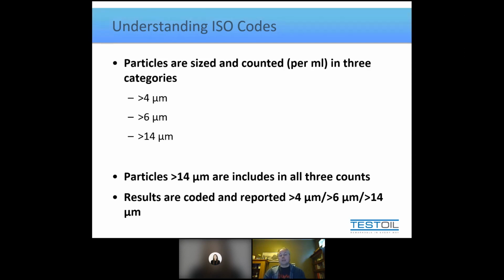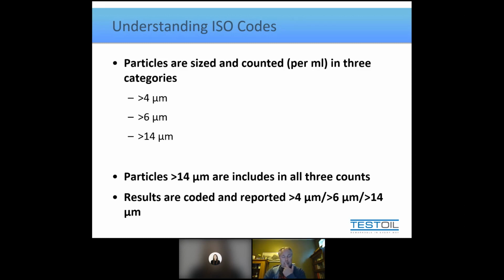And you go, well, how big is a milliliter? It's a cubic centimeter. You go, how big is a cubic centimeter? It's about the volume of the tip of your pinky from the last knuckle. It is not a big volume. So you go, okay, we're counting hundreds, thousands, maybe even 100,000 particles in that tiny, tiny volume. It's just a count. So how do we make it tangible? How do we make it a number we can work with? So what we do is, when we count those particles per milliliter, we group them into 3 categories: greater than 4, greater than 6, and greater than 14 micron.